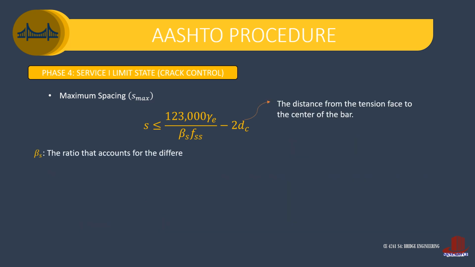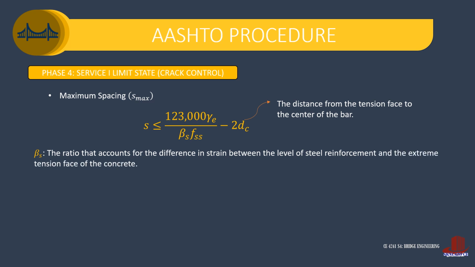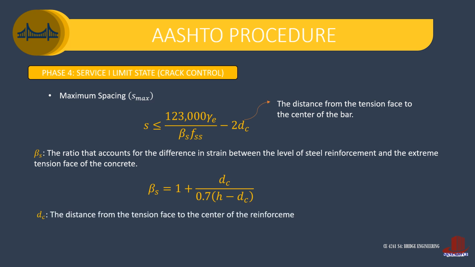Beta s is the ratio accounting for the difference in strain between the steel reinforcement level and the extreme tension face of the concrete. This is computed as 1 plus dc over 0.7 of h less dc. dc is the same as notated earlier, and h is the total depth of the slab.